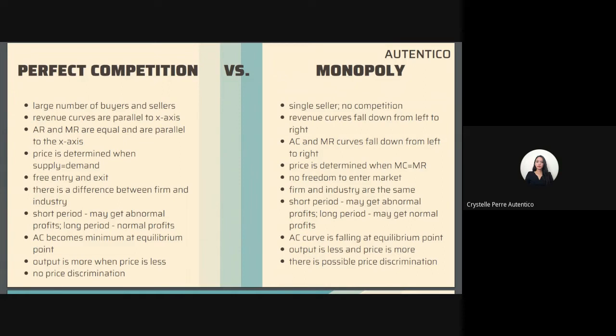And lastly, there is no price discrimination under perfect competition. Companies are price takers, which means that they can only take the market price as given, while in monopoly, there is possible price discrimination. So that would be all for my part on the price determination under monopoly.